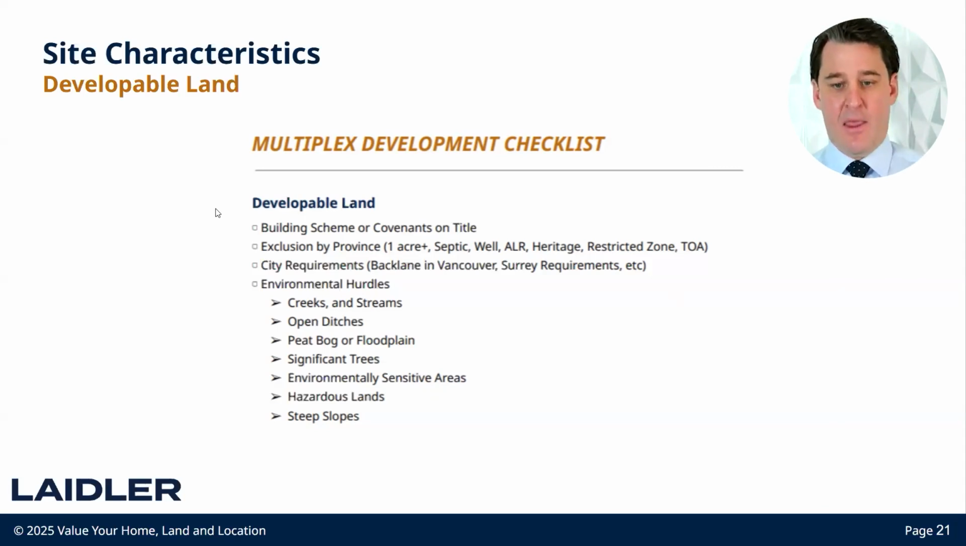And then finally, looking at the environmental hurdles: are there any creeks, streams, open ditches, peat bog, or floodplain, any significant trees, environmentally sensitive areas identified as hazardous lands, or steep slopes? Any of these environmental hurdles, I would highly recommend, if you're on the acquisition side, to pass on the opportunity.